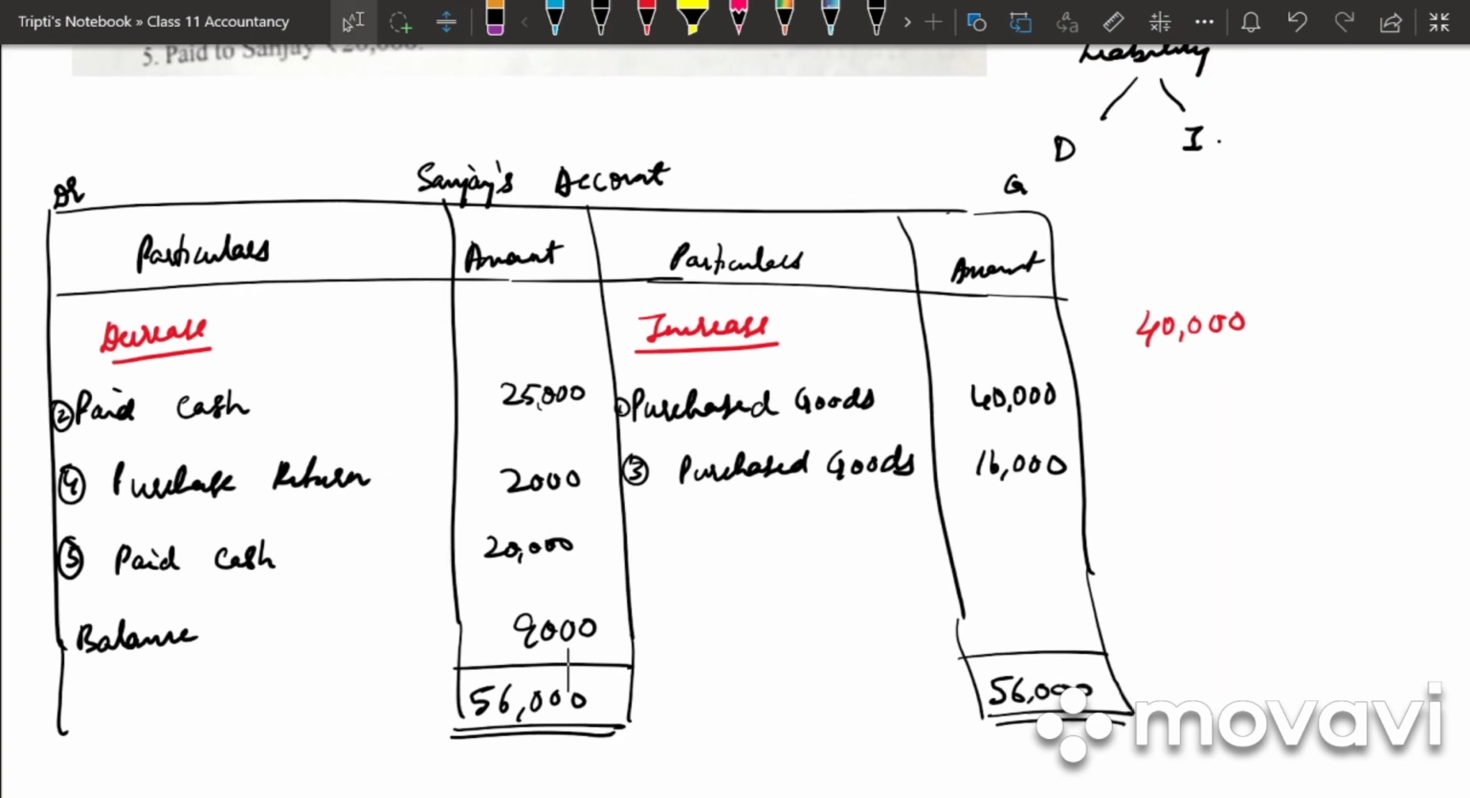So this is how we prepare our T-shaped accounts. So we are done with this chapter, that is the accounting equation. Tomorrow onwards we would be doing the next chapter, that is double entry system of accounting.